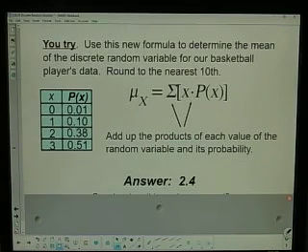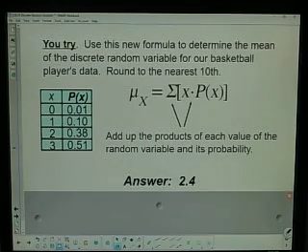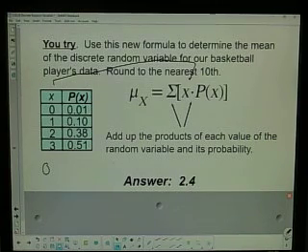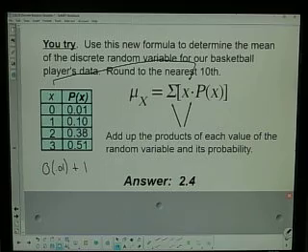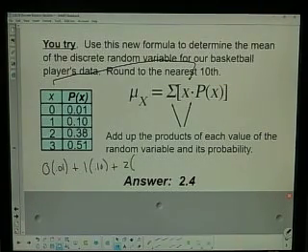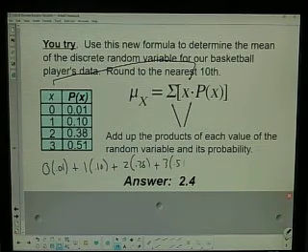Okay, let's see what we get. You should have got 2.4, and if you didn't get 2.4, let's see why. What you're taking according to the formula is 0, the first little x value, multiplied by its probability of 0.01. Then you add that to 1 multiplied by its probability of 0.10. Then you add that to 2 multiplied by its probability of 0.38. You add that to 3 multiplied by its probability of 0.51. And putting all that into your calculator, you're going to get 2.4.